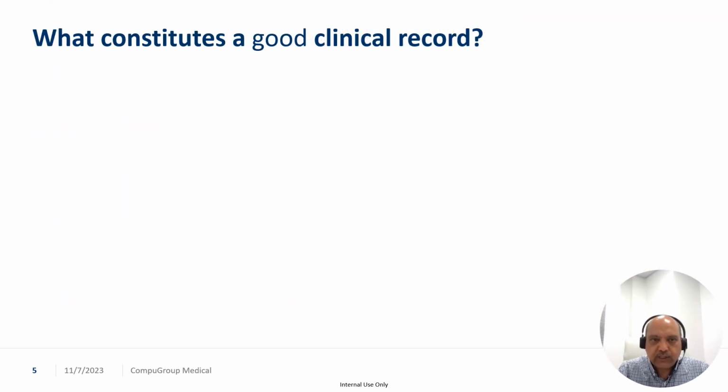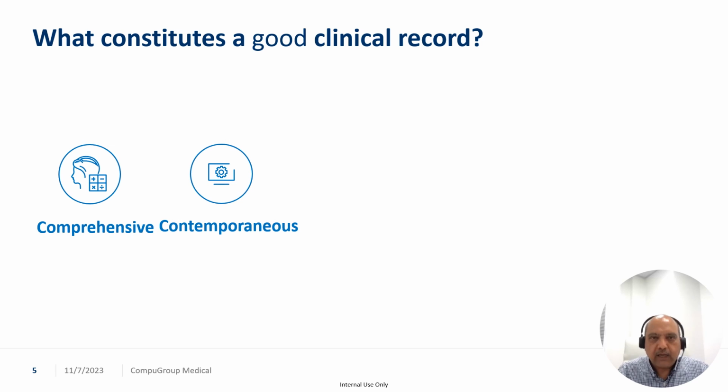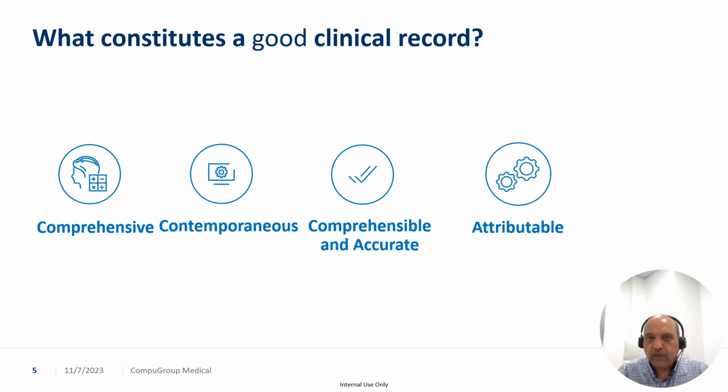So what constitutes a good medical record? Firstly, it has to be comprehensive. It must be contemporaneous. It must be comprehensible and accurate. It must be attributable and must be accessible. So let's look at these in a little more detail.